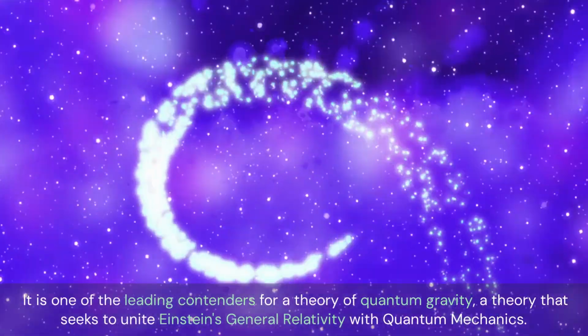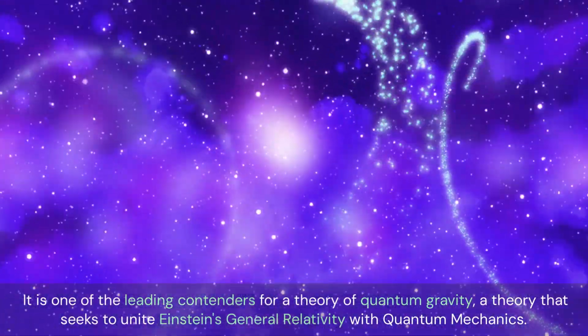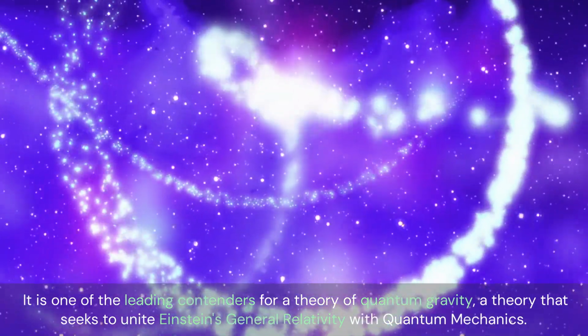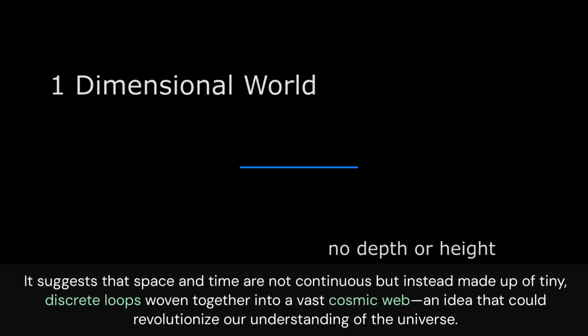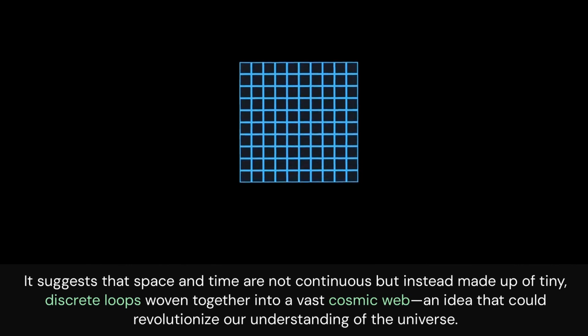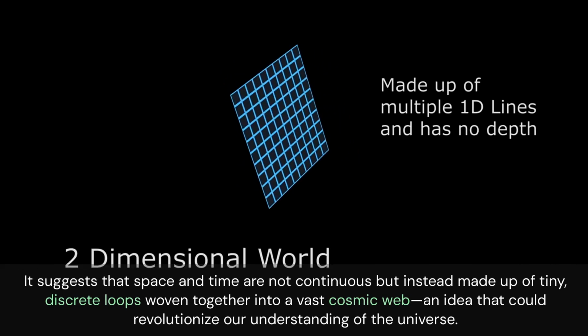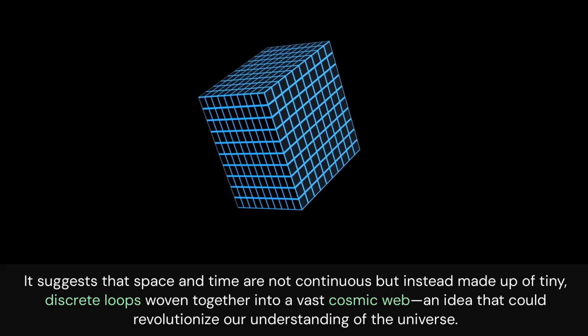It is one of the leading contenders for a theory of quantum gravity, a theory that seeks to unite Einstein's general relativity with quantum mechanics. It suggests that space and time are not continuous but instead made up of tiny, discrete loops woven together into a vast cosmic web, an idea that could revolutionize our understanding of the universe.